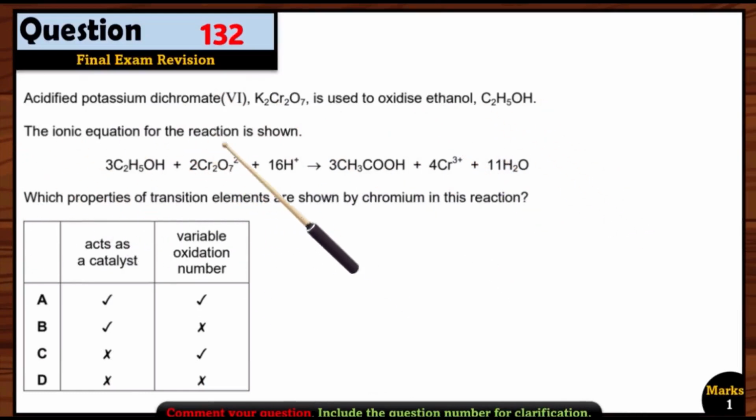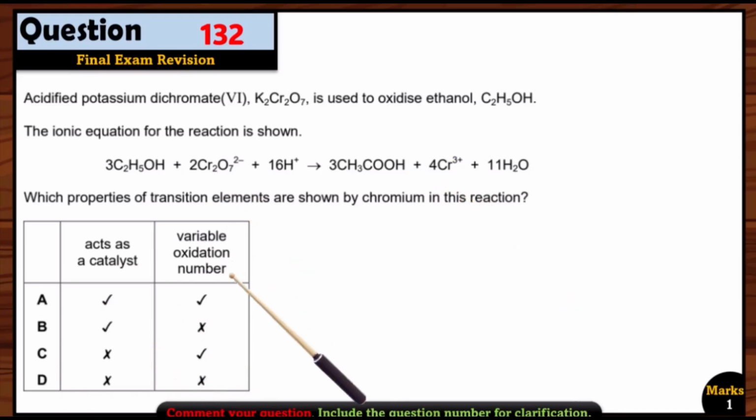Question 132. Acidified potassium dichromate is used to oxidize ethanol. The ionic equation for the reaction is shown here. Which properties of transition elements are shown by chromium in this reaction? If you look at chromium over here, we have to see whether it is acting as a catalyst, yes or no, or whether it is showing variable oxidation state. First of all, before, chromium was Cr2O7 and now it has changed to Cr3+. So it means it is not acting as a catalyst. It does not remain the same, right? So C or D option can be right.